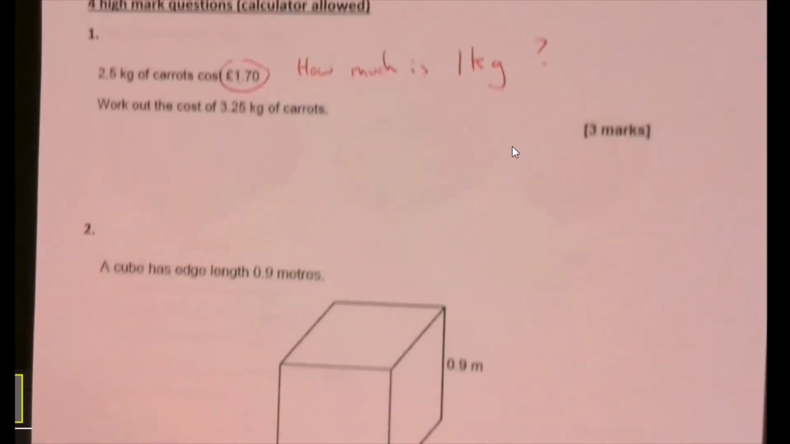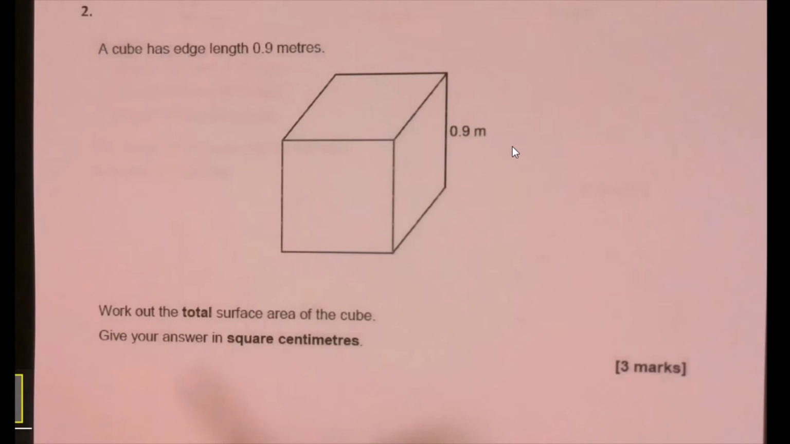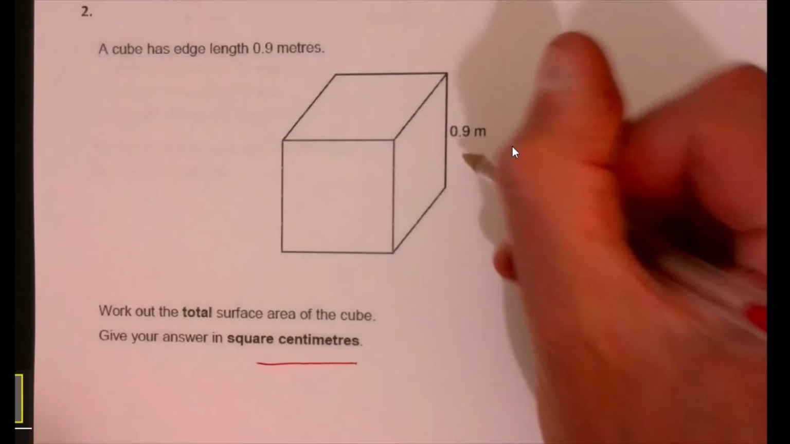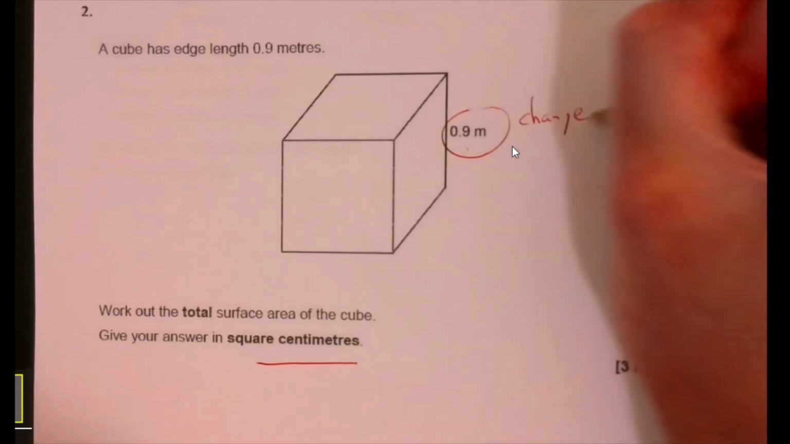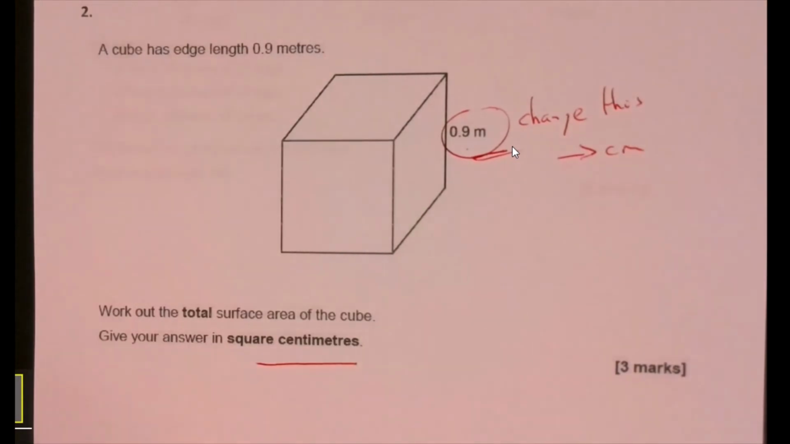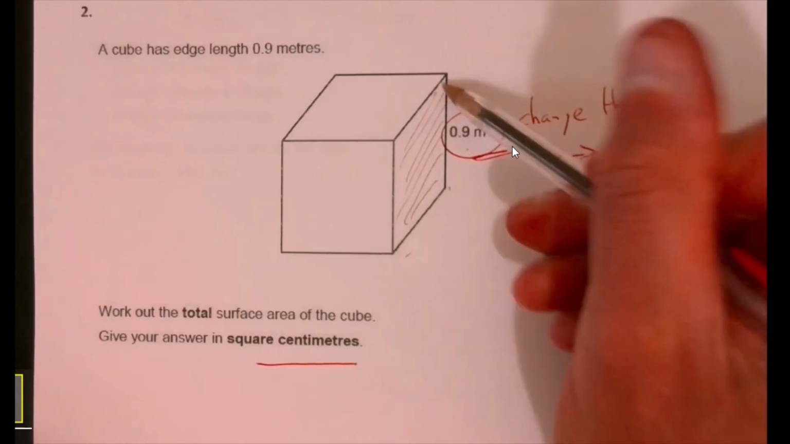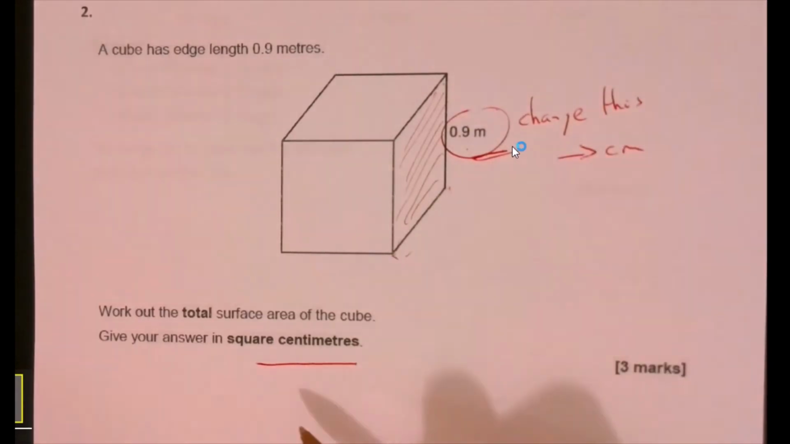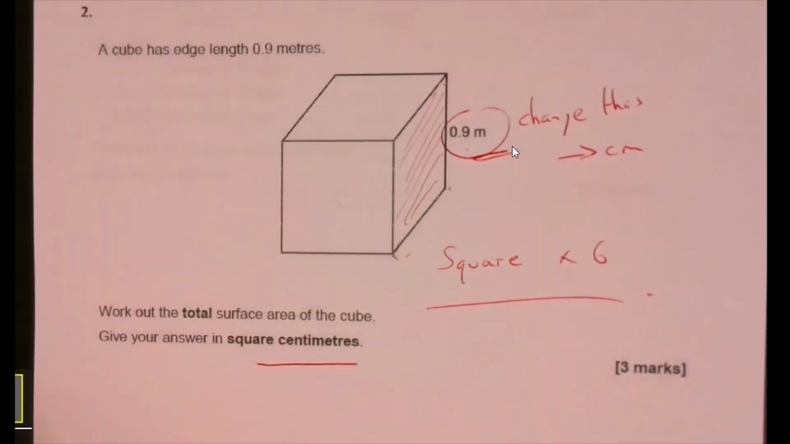If we look at number 2, so look at this bit. Now, the trick here is it wants the answer in square centimetres. It's given it in metres. Change this to centimetres first. And then you're working out the surface area. So each side is a square, so you know how to work out the area of a square. And then how many sides have you got? 1, 2, 3, and then there's 3 more that you can't see. So a square times 6. And you can get your answer.